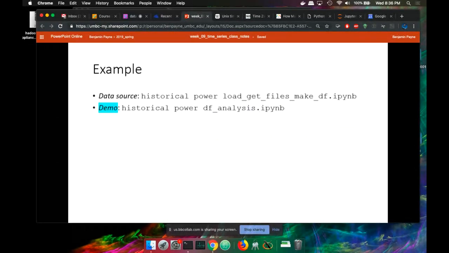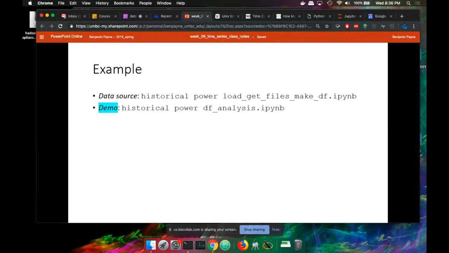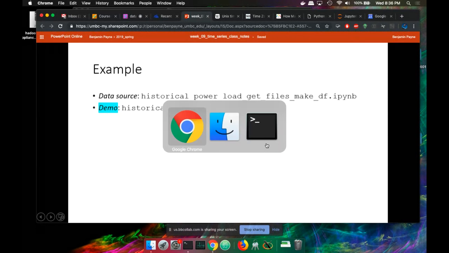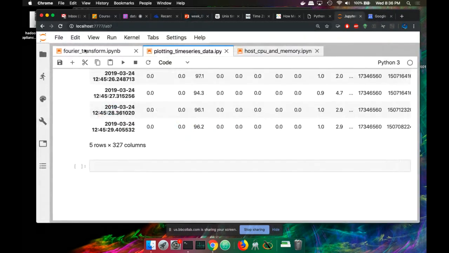All right. So I just did a really brief overview visually of what we're going to be spending the rest of the class on. Now I'm going to dive into a data set to actually show you how this applies. So first I'll show you where I got the data, and then we will do the analysis on it.